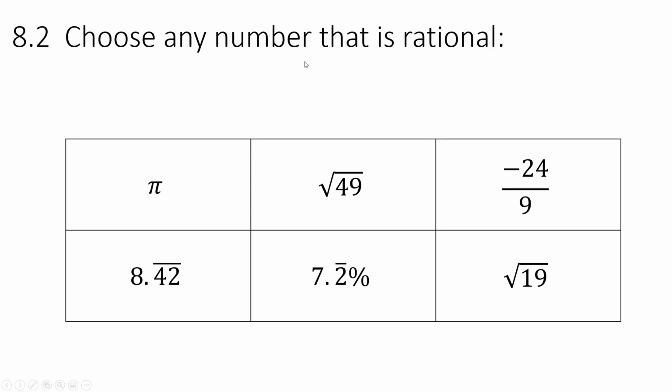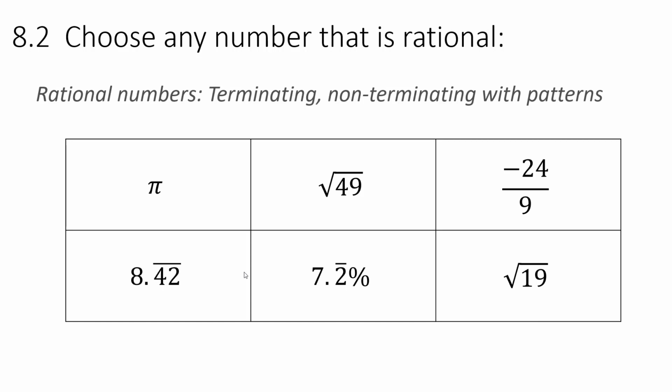We have any number that is rational. So looking at all these numbers, which numbers are rational? Rational means any number that can be written as a fraction, or any decimal that terminates or goes on forever with a pattern. So if it's a decimal that stops or has a pattern like a bar over it, then it's okay. Or anything that can be written as a fraction. Hey, a ratio, fraction, ratio. Rational numbers are any numbers that can be written as a fraction.